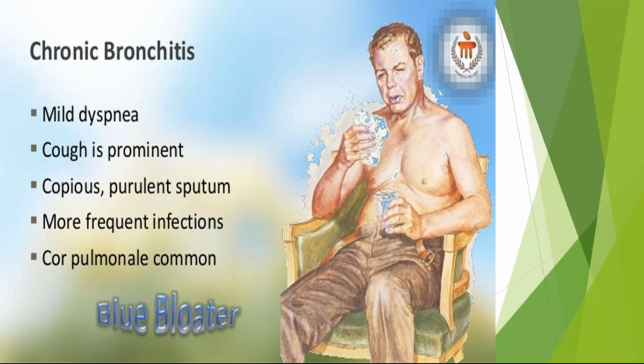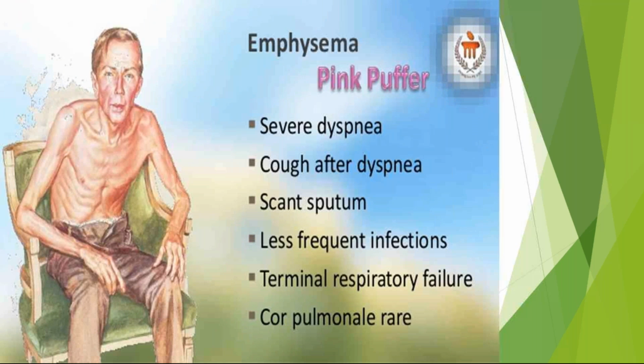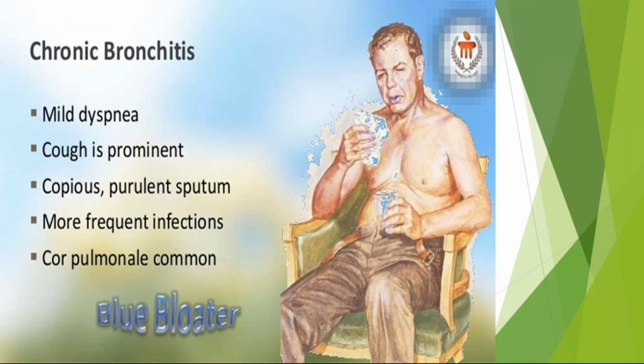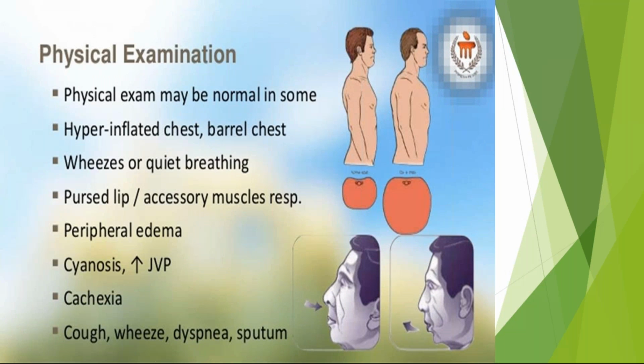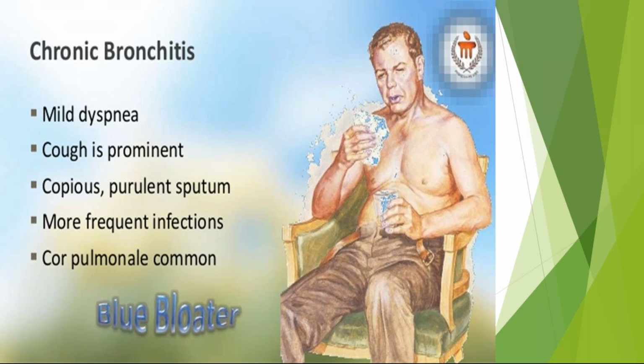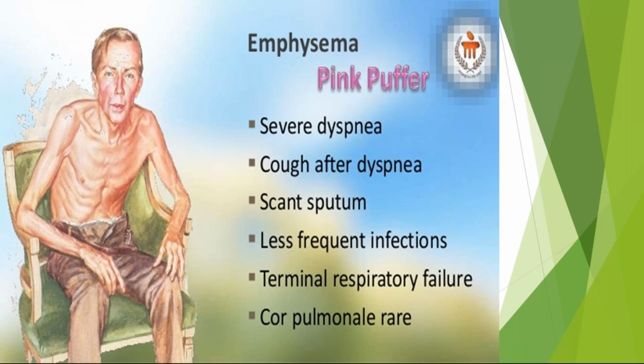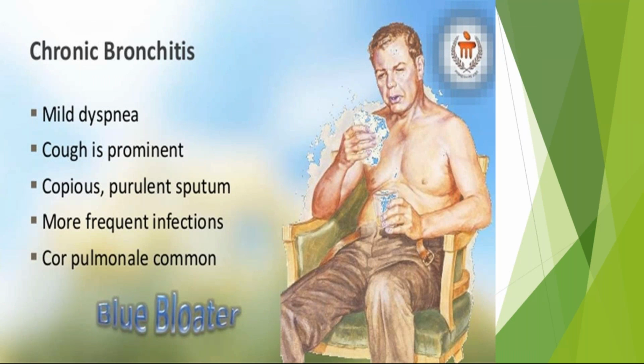These are the differences between chronic bronchitis and emphysema. Chronic bronchitis is more cough predominant, whereas emphysema is more dyspnea predominant. In chronic bronchitis there will be more sputum production, and in emphysema there will be less sputum production. The most common cause of exacerbations in chronic bronchitis is infection, whereas in emphysema there will be less frequent infections. The organisms most often responsible for infection are Moraxella catarrhalis, Haemophilus influenzae, and Streptococcus pneumoniae.